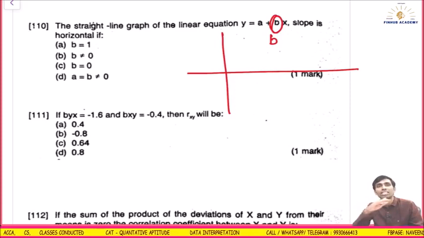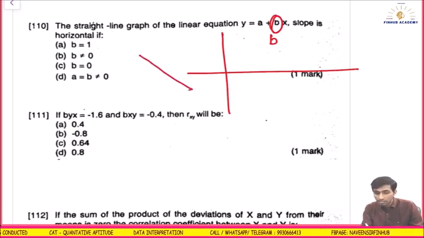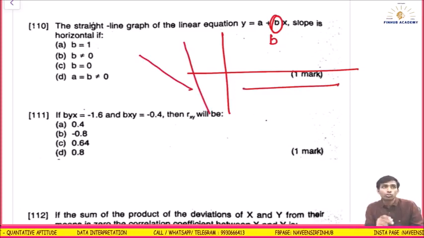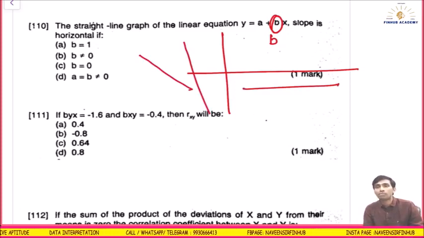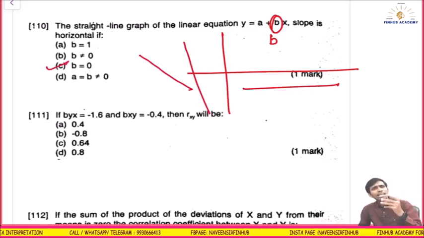Slope is horizontal. That means there is no slope. When we say this has a slope, okay, this has a slope. But if it's a horizontal line, it does not have a slope. So my b will be what? B is equal to 0. A might or might not be 0.